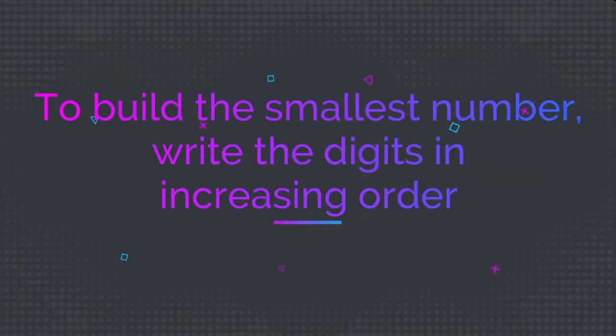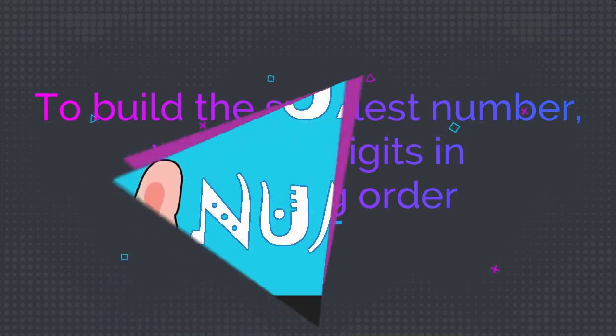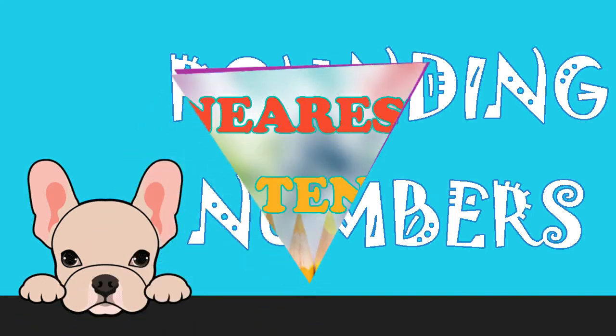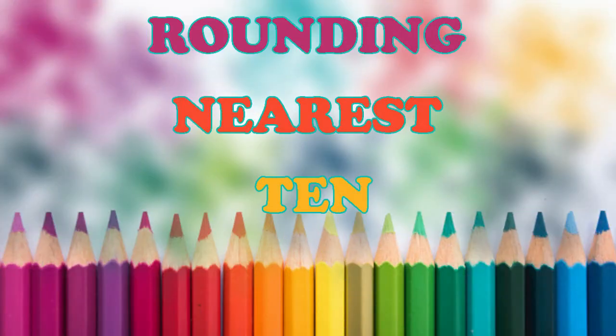So if we are arranging the digits to make the greatest possible number, we write in decreasing order, and if the number should be the smallest, we write in increasing order. Clear? Now we are going to look into rounding numbers. Here we are going to learn how to round numbers to the nearest 10.